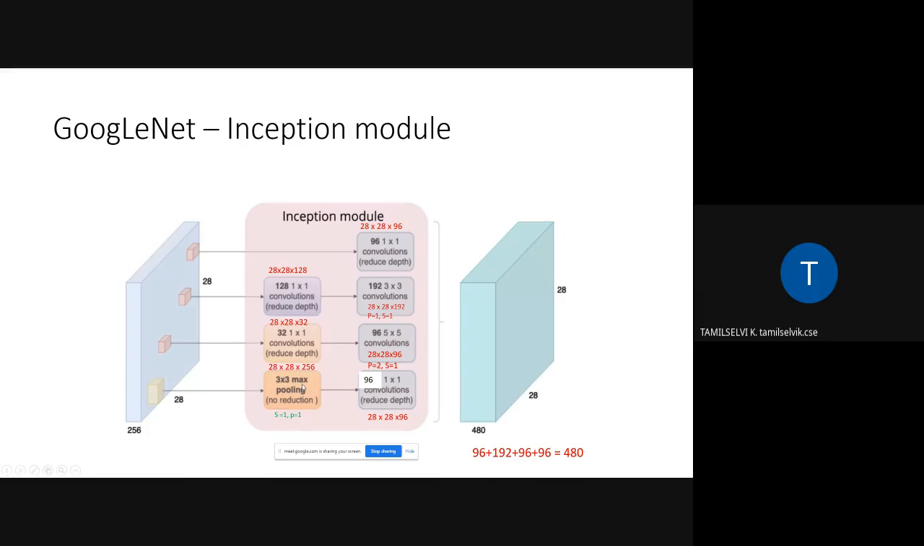So 3 cross 3, if you go with the 3 cross 3 max pooling, it will be reduced, right? In order to overcome that, we have used stride of 1 and padding of 1. Hope you know, if you have used stride and padding of 1, the input to this module is 28 cross 28 into 256. Now you have gone for 3 cross 3 max pooling.